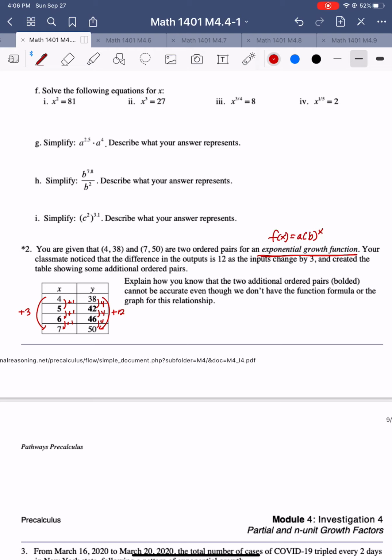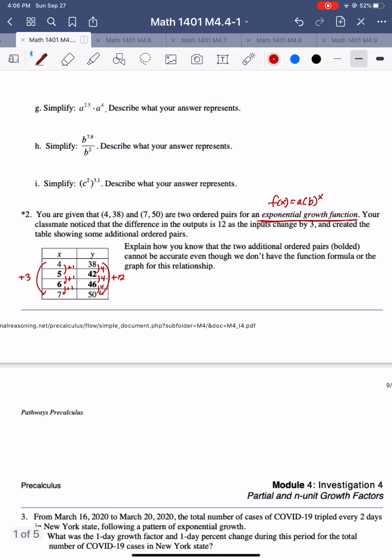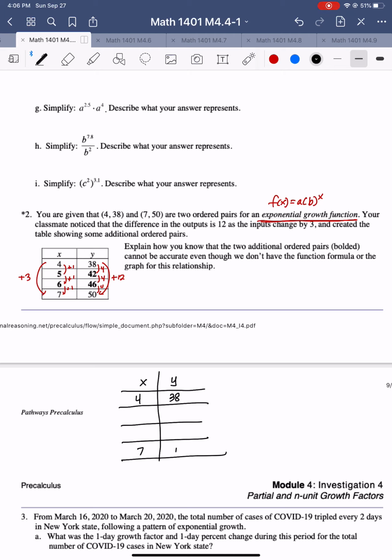So it doesn't work with f of x equals a times b to the x power. So they want to actually change the middle numbers to be an exponential form, okay? So what they do was they try to put it as a table, which could be exponential. So x and y. And what two numbers should you put in to get the exponential? So 4, 38, and then 7 and 50 are given. So x is increasing by 1 anyway, but the y values, 42 and 46, could they be an exponential function? So we try to change that.